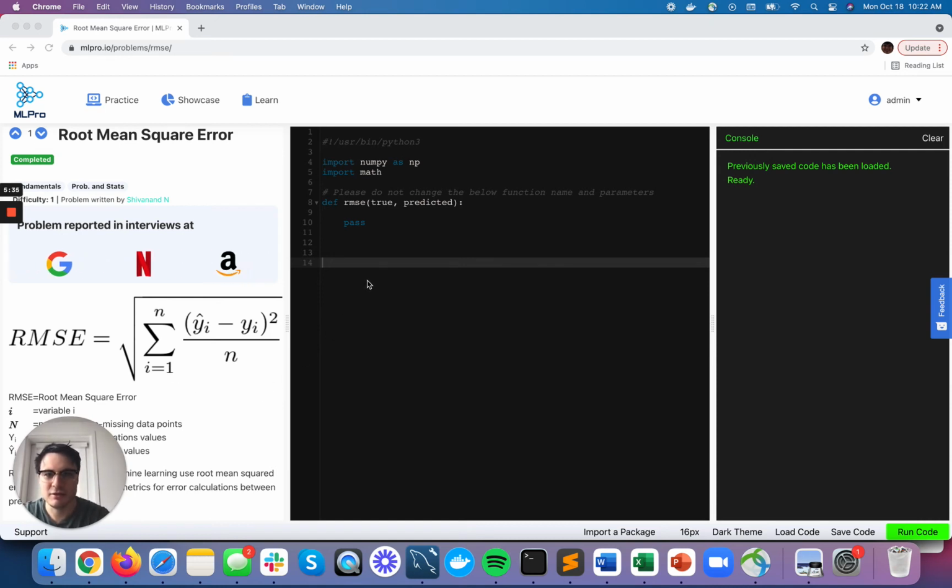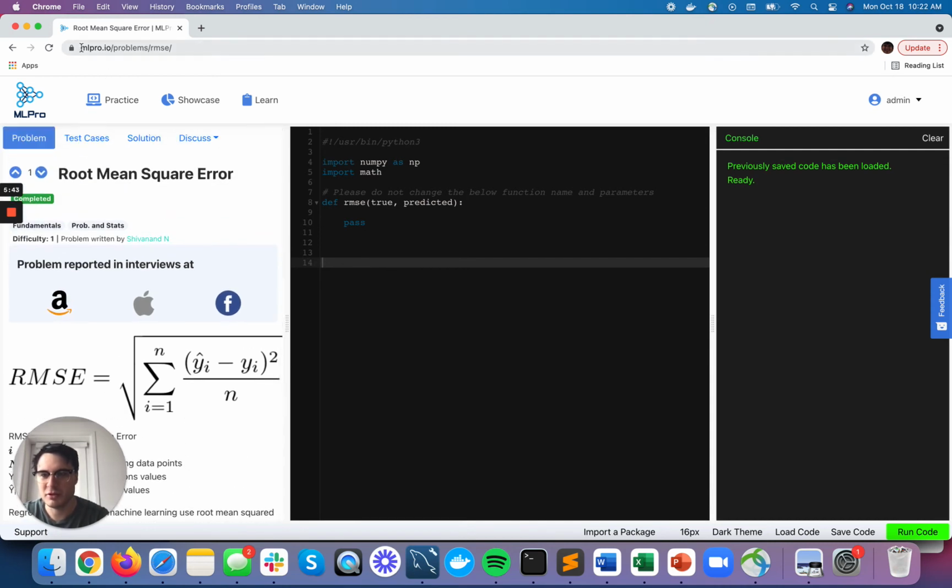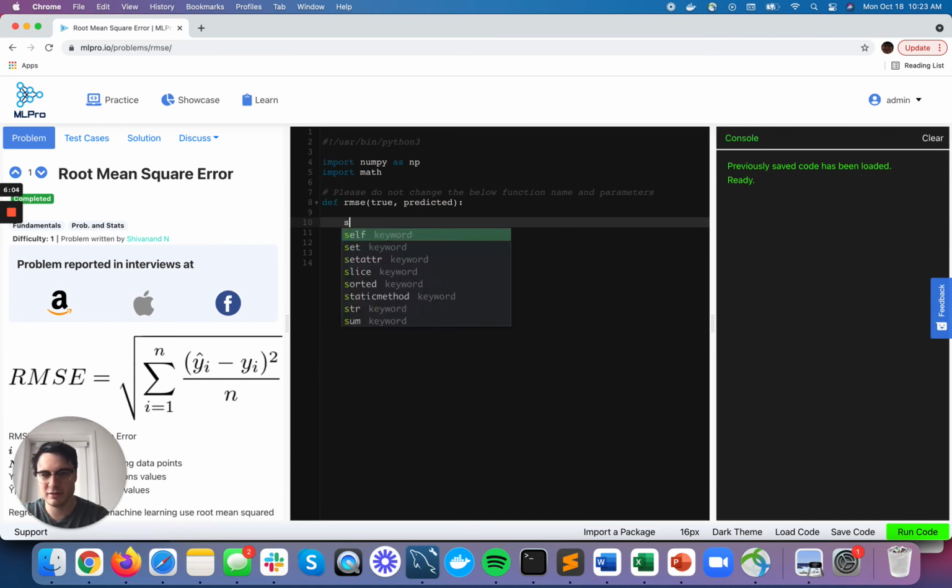Okay, so how do we code this? In this coding problem on MLPro, which you can go to at mlpro.io/problem/RMSE, the goal is, given a list of true values and a list of corresponding predicted values, can we calculate the root mean squared error? To code this, let's first calculate the sum of the differences of the squares. So we can maybe make a variable called squared differences sum, just to be descriptive.